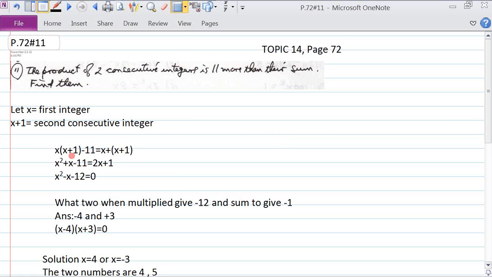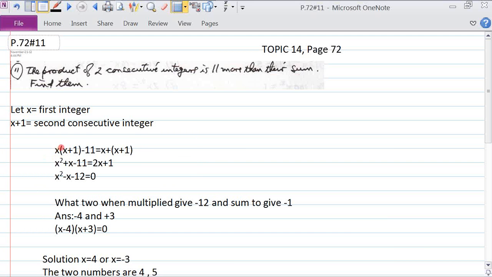Or if you want, you could say x times x plus 1 equals x plus 1 plus 11. So you have the choice. Either you can put the minus 11 here, or you can put the plus 11 here. It doesn't make any difference. It still works out in the end for the same value for x.